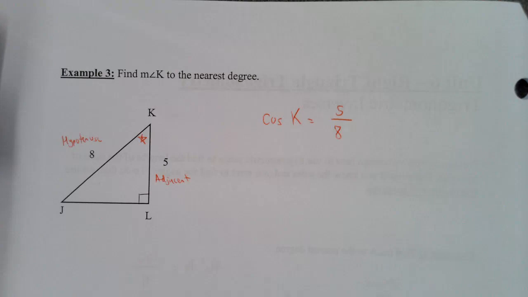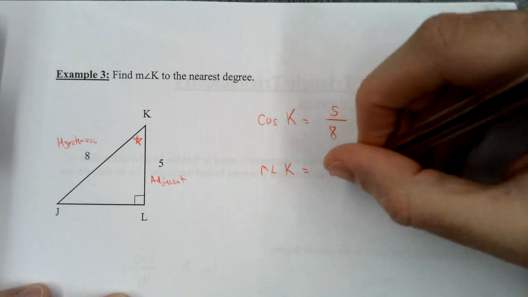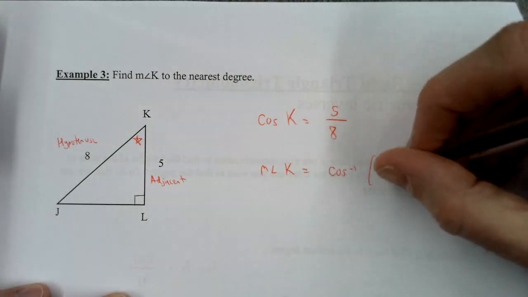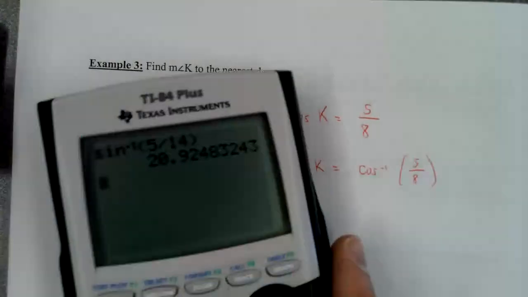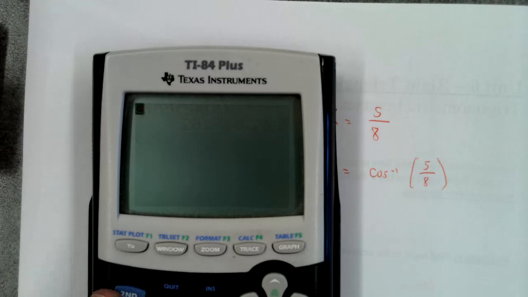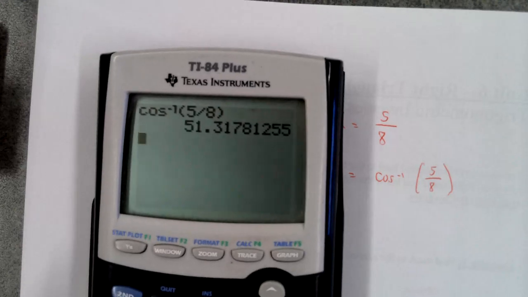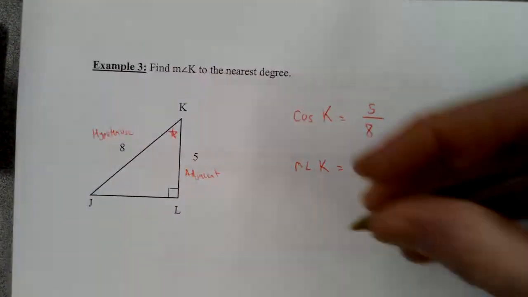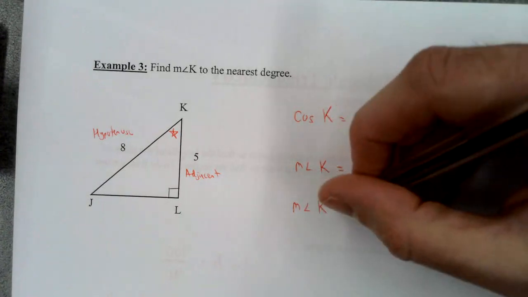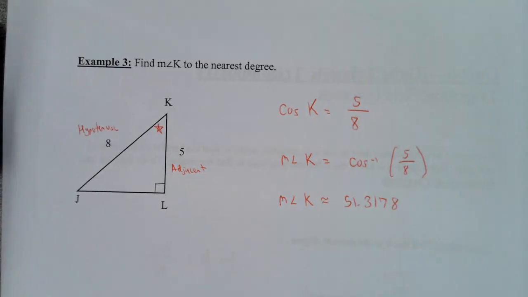So that means the measure of angle K equals cosine inverse 5 over 8. Type that in your calculator. Second cosine 5 divided by 8. 51.3178. And again, nearest degree, the question said, so 51 degrees.